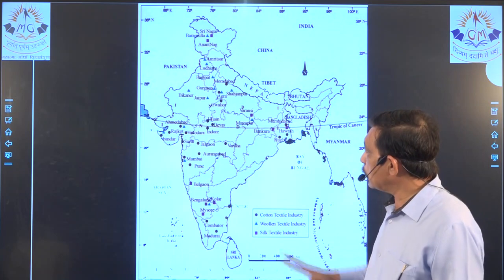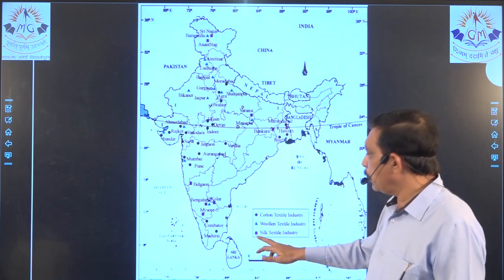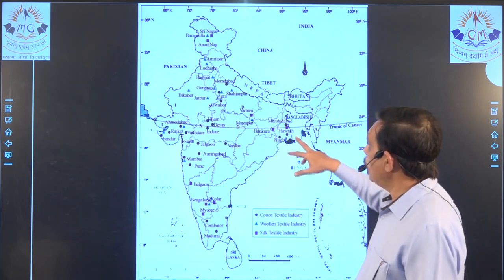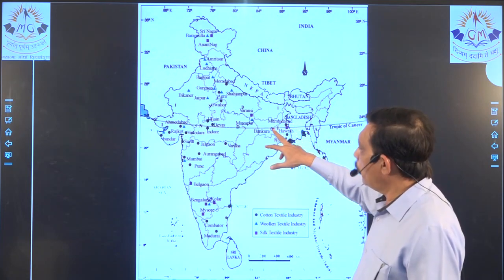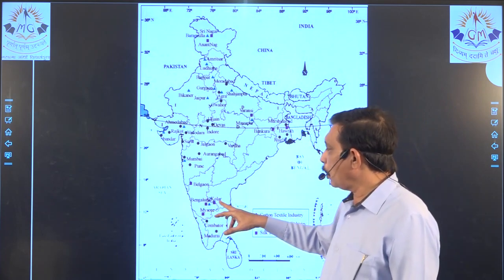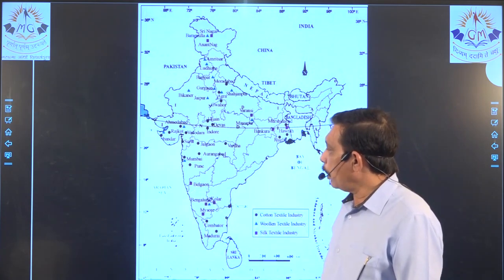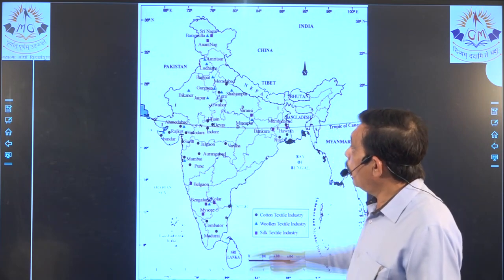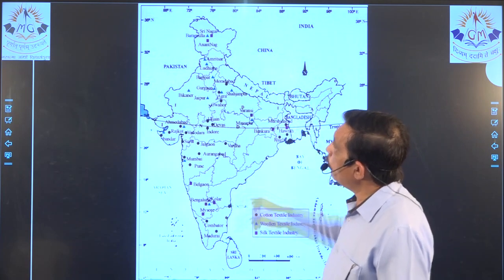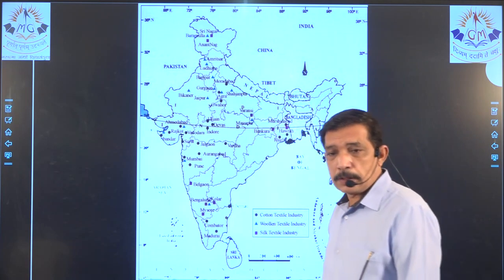Next we come to the silk textile industry. It will be marked over here with a square, that is red color. Yes, we have it in Murshidabad and in Bankura. Then in the south we have Mysore, Bengaluru, Kolar, and Belgaum, that is in Karnataka. On the top we will have Varanasi, and one in Baramulla and Anantnag in Jammu and Kashmir.